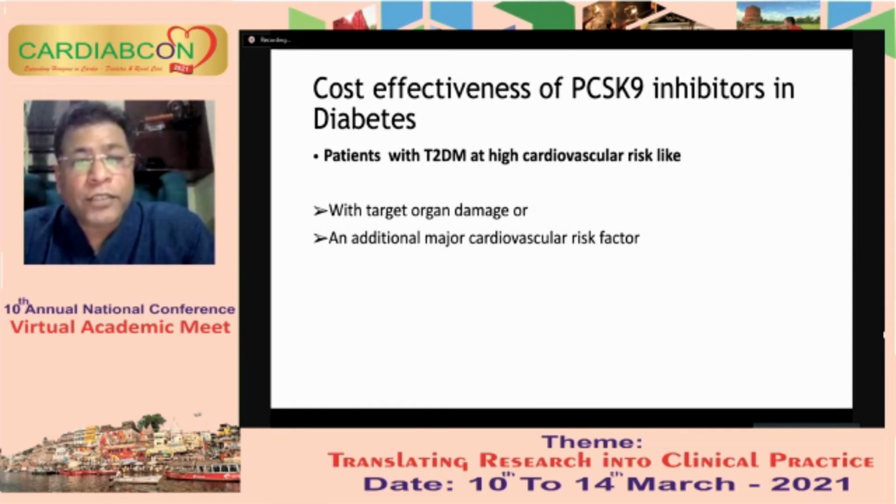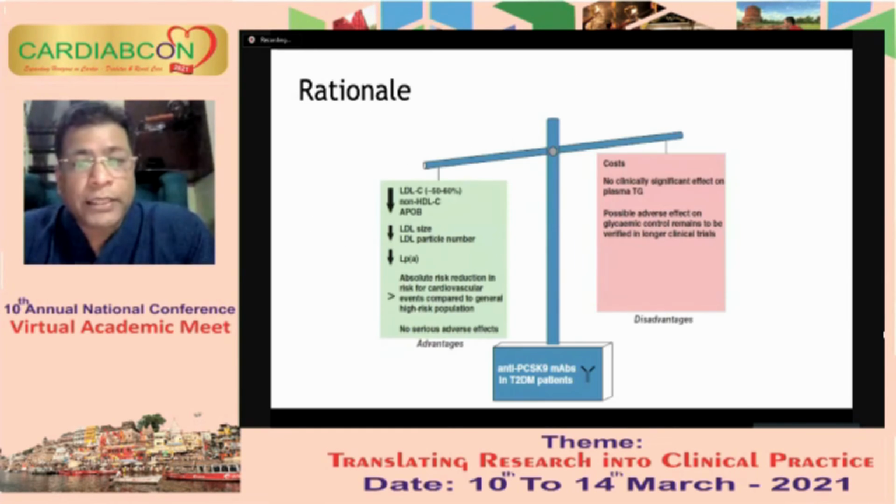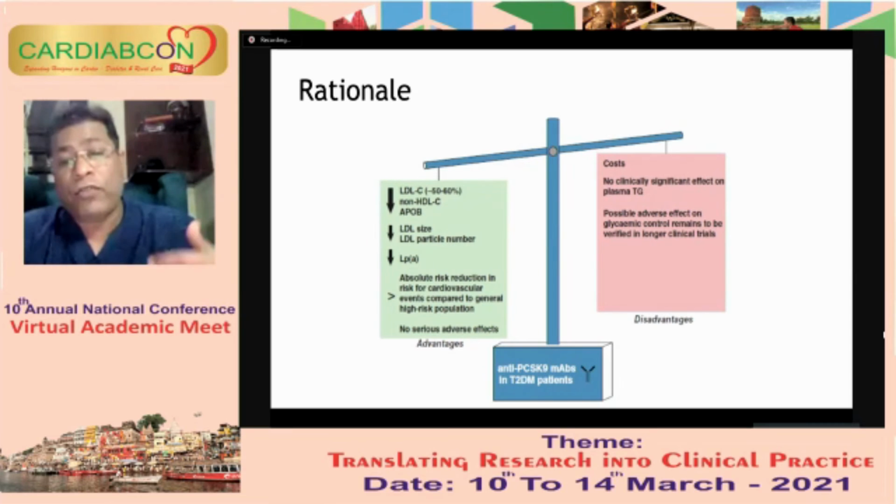Finally, cost effectiveness, which is always talked about, and this is the biggest stumbling block in using PCSK9 inhibitors. But definitely the rationale is there to use this, as advantages are huge, and disadvantages of less costly medicines are also there, because when we talk about niacin, when we talk about fibric acid derivatives, when we talk about additional medicines like HMG-CoA reductase inhibitors, we don't have much clinical evidence, and possible adverse effects on glycemic control remain to be verified in longer clinical trials.